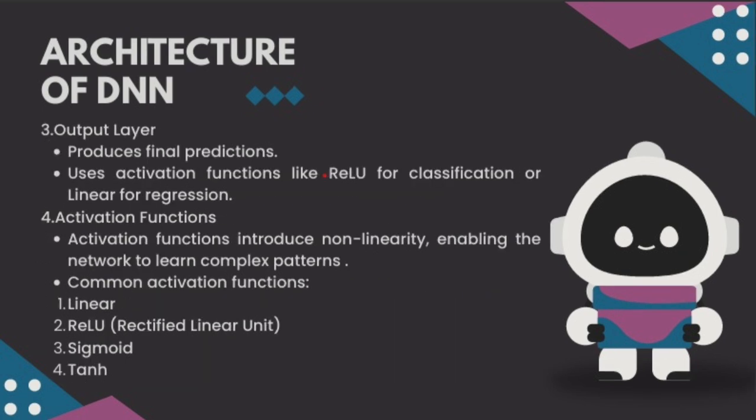Finally, the output layer produces the final prediction, which could be a class label for classification or a numerical value for regression, using a suitable activation function. Then what is an activation function? An activation function introduces non-linearity into the network, which is essential for learning complex patterns instead of just linear relationships. Common activation functions include linear, ReLU, sigmoid and tanh.